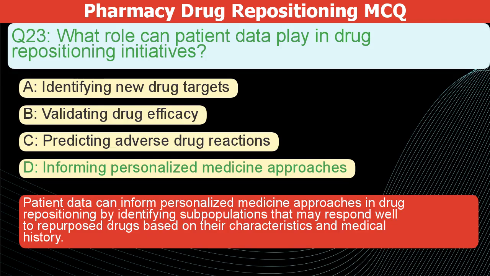The correct answer is D. Patient data can inform personalized medicine approaches in drug repositioning by identifying subpopulations that may respond well to repurposed drugs based on their characteristics and medical history.